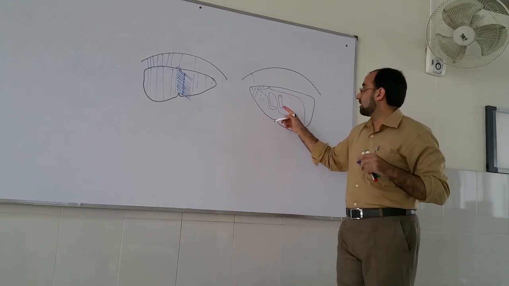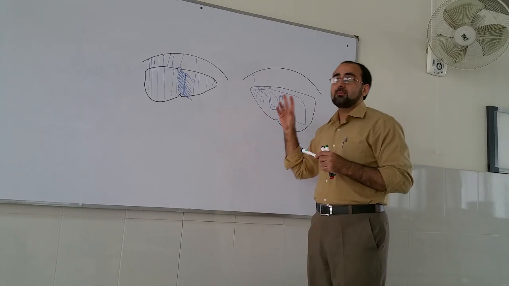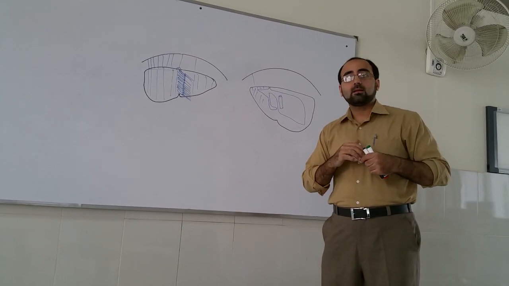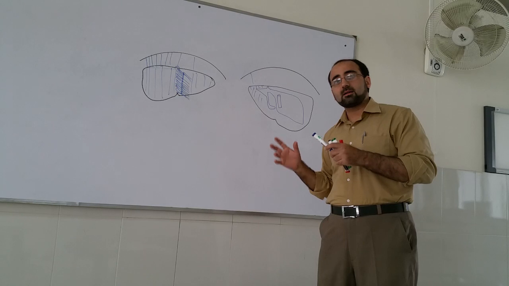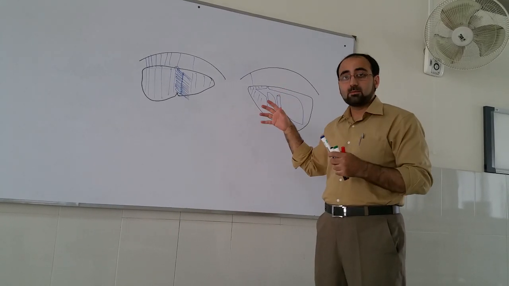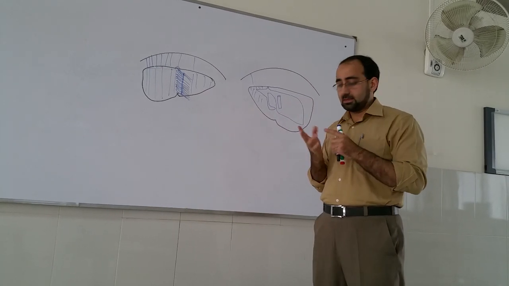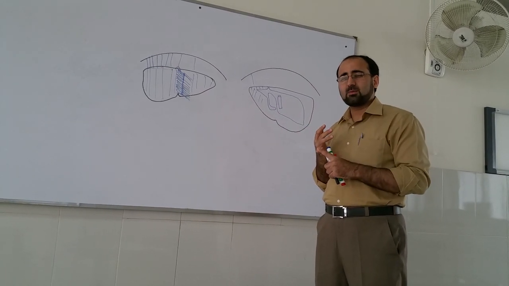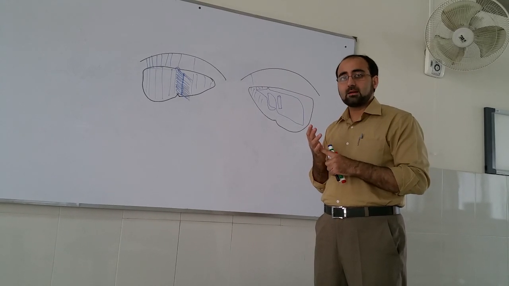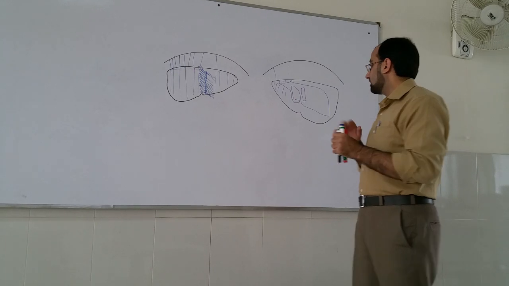This is called the porta hepatis, which is basically the hilum of the liver, in which the portal vein, hepatic artery, and bile duct will enter and leave through this hilum. So the hilum of the liver is called the porta hepatis, through which three things are passing. One is the portal vein, the second is the bile duct, and the third is the hepatic artery. These three structures are called the portal triad. Awesome.